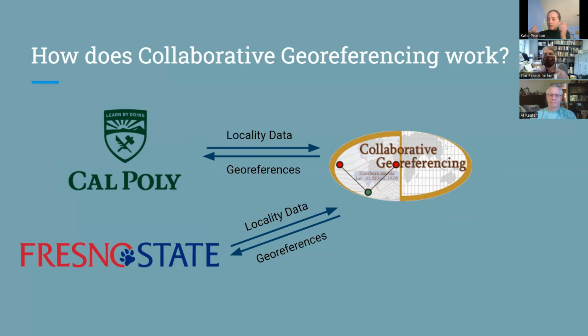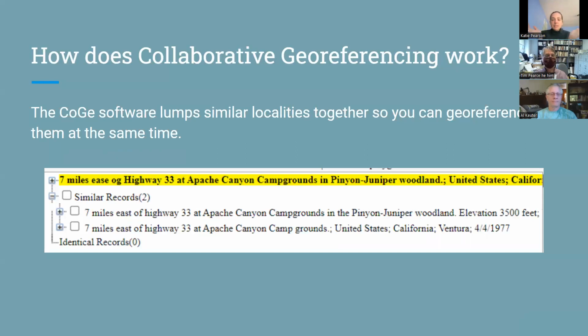It also has the advantage that you can put multiple data sources into one community in CoGe. If I was a collection manager, I could put a bunch of my specimen data into CoGe, and collaborate with some other collection managers, and we say, hey, let's put all of our Ventura County specimens into this one community, because then you can work on all of those similar localities at one time. CoGe lumps similar localities together: it looks for keywords and says, oh, these all have similar descriptions, let's put them together so that people can georeference them at the same time.